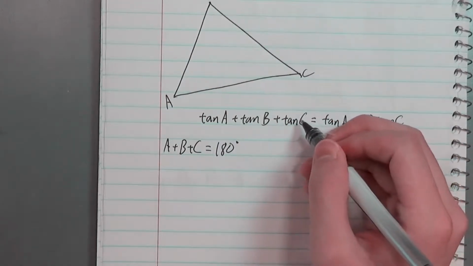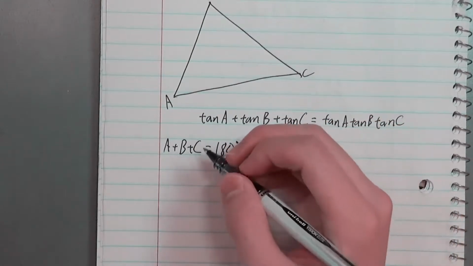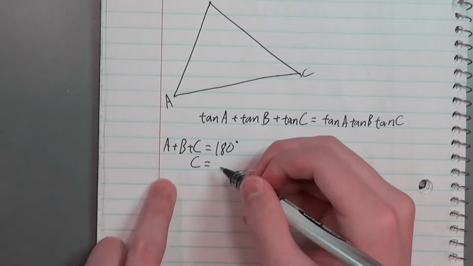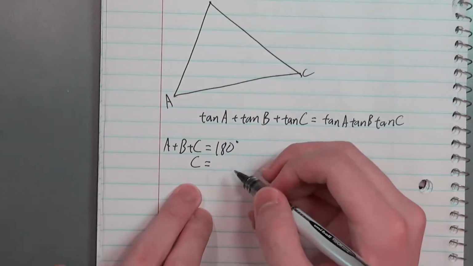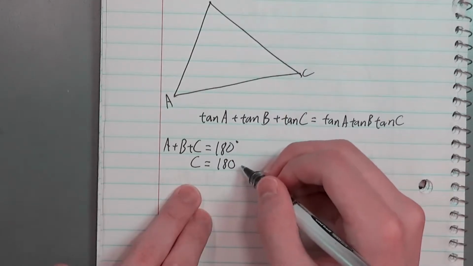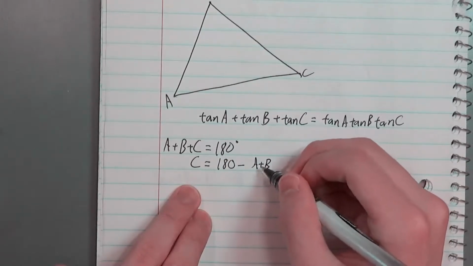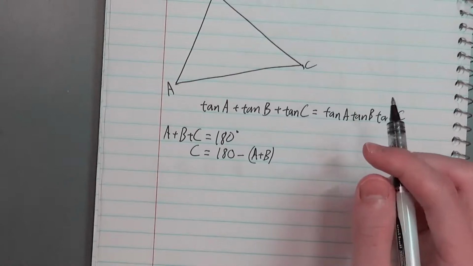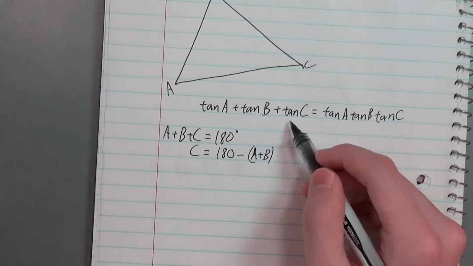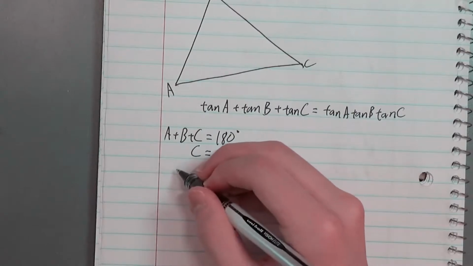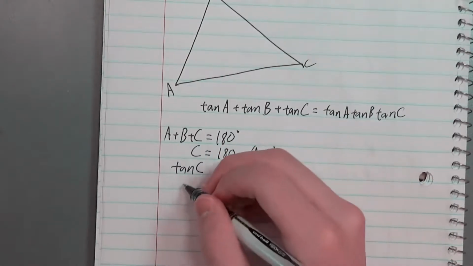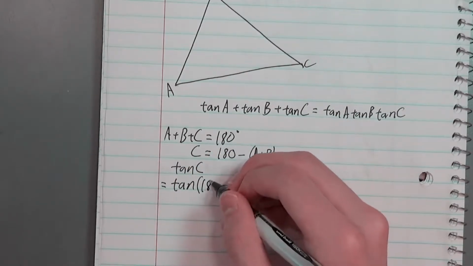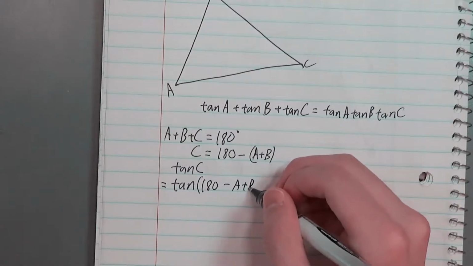We can just rewrite, let's try to get rid of this tangent of C. So we can rewrite C: if you subtract A plus B from both sides of this equation, we get C equals 180 minus (A plus B). And this is kind of special because then we can rewrite this tangent of C in the same way. The tangent of C becomes the tangent of 180 minus (A plus B).